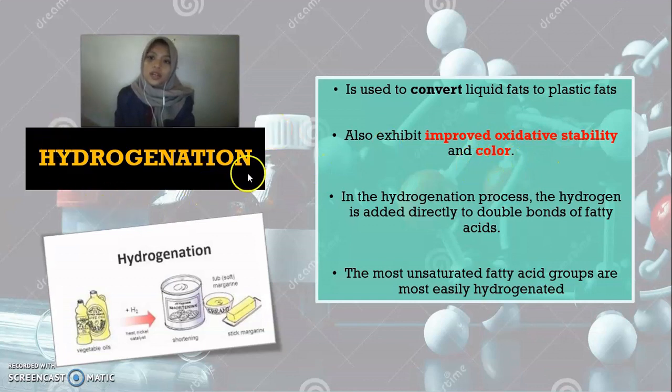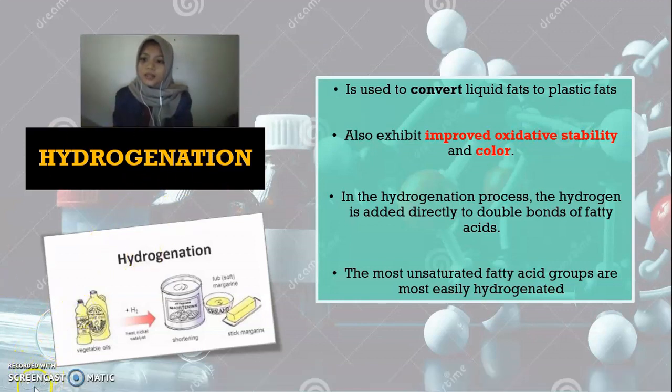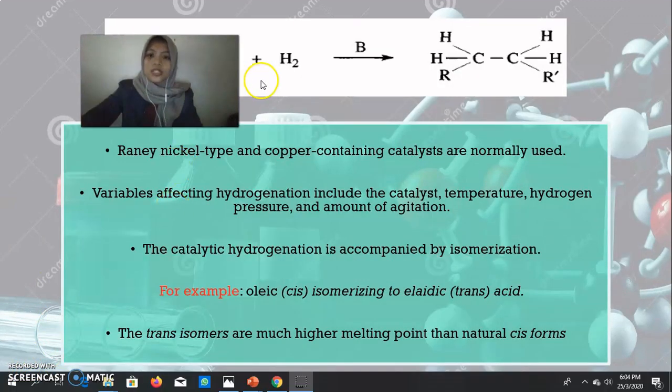We have learned before how hydrogenation occurs. In the hydrogenation process, hydrogen is added directly to the double bonds of fatty acids, so from unsaturated to saturated, because we add hydrogen at the double bond. Usually in this process we use nickel and copper as the catalyst and reagent because of their stability and high catalytic activity at room temperature.